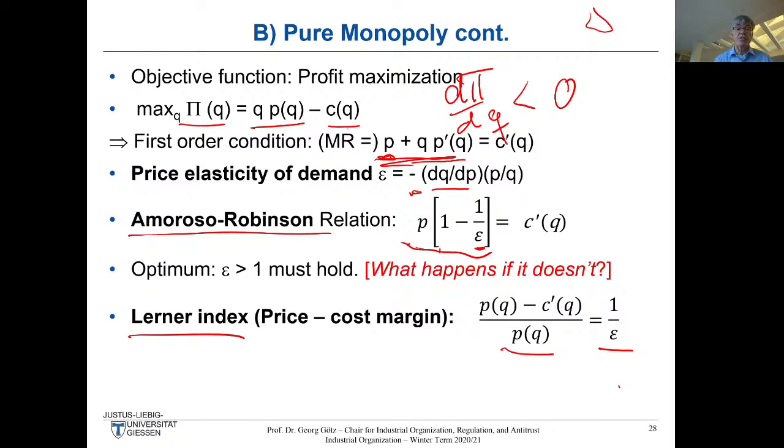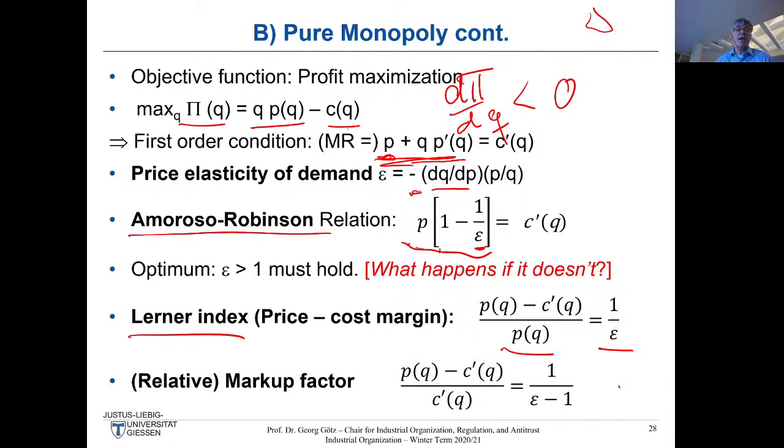If demand elasticity is, say, 2, you have 50% of your price as operating profit. If demand elasticity is 100, it's only 1%. So the more elastic demand is, the less monopoly power you actually have, even though you're a monopolist. That will be a discussion later on when we consider whether close substitutes exist or something like that.